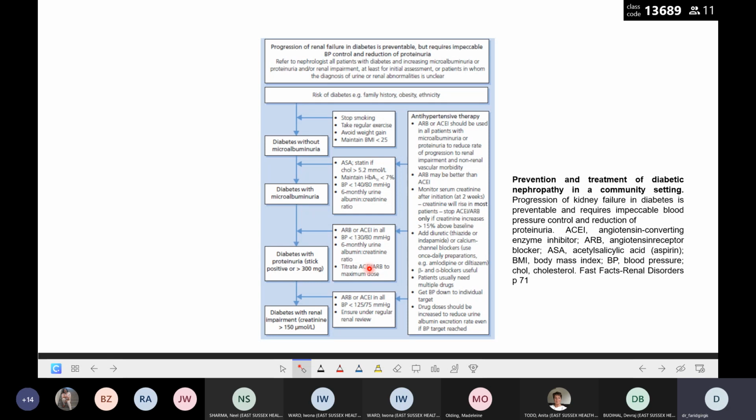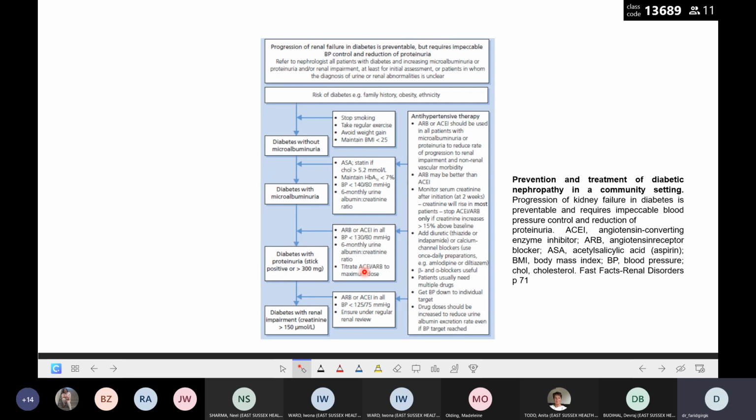And we titrate the ACE inhibitor and ARBs to maximum dose if tolerable, if the patient can tolerate the ACE inhibitor and ARBs. And as you know, usually when we prescribe ACE inhibitor or ARBs or change the dose, we check the creatinine and the potassium after 2 to 3 weeks. And if creatinine increases more than 30% of the baseline, we stop it.